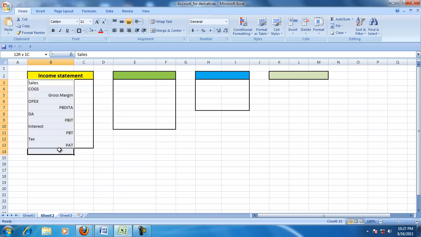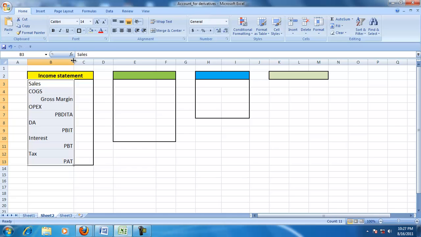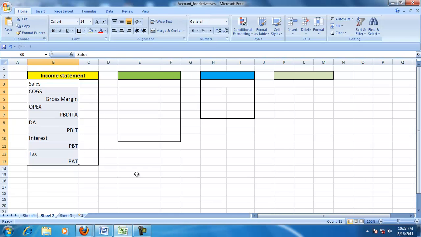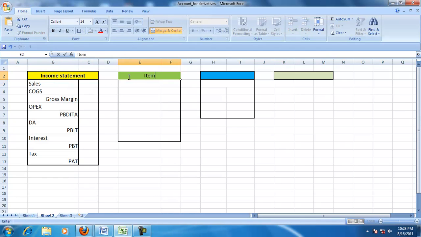In a normal hypothetical or simple income statement, you see these common items: sales, cost of goods sold, gross margin, operating expense, depreciation and amortization. It will give you PBIT, interest, tax, and similarly you will also have balance sheet items and a cash flow statement. But if you see these items, most of these items are exposed to risk. Therefore we would like to know the items which are exposed to risk.